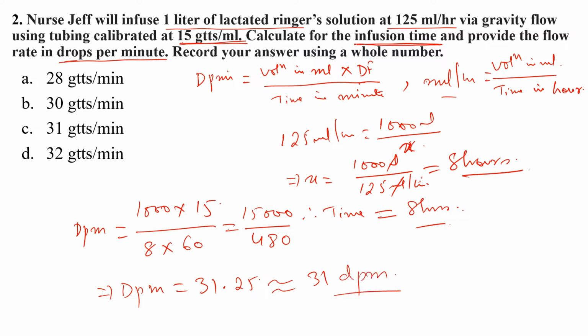So the correct answer here is option C, that is 31 drops per minute is the flow rate, and the time taken will be 8 hours for the 1 liter of lactated Ringer's solution to be over.